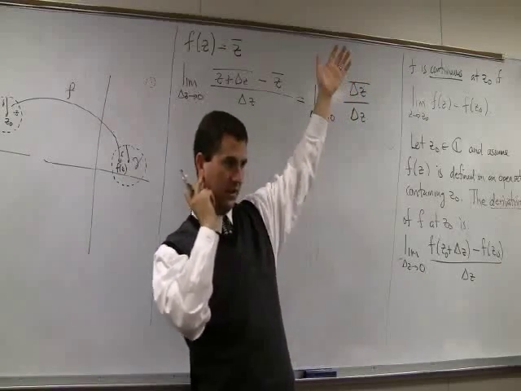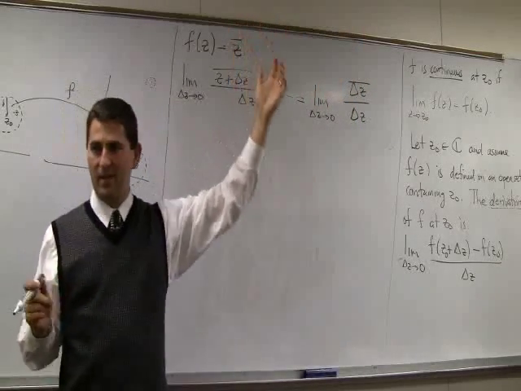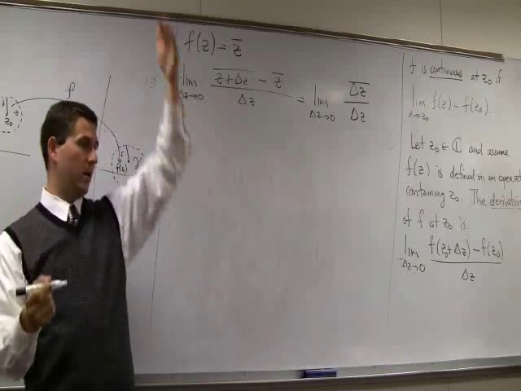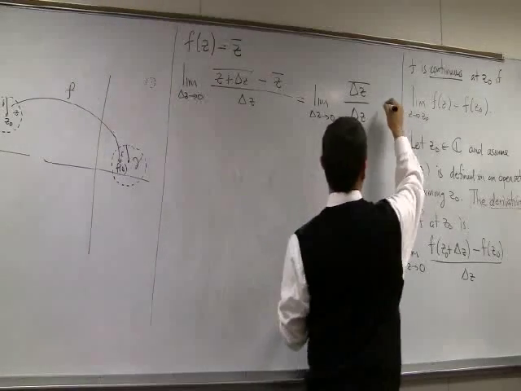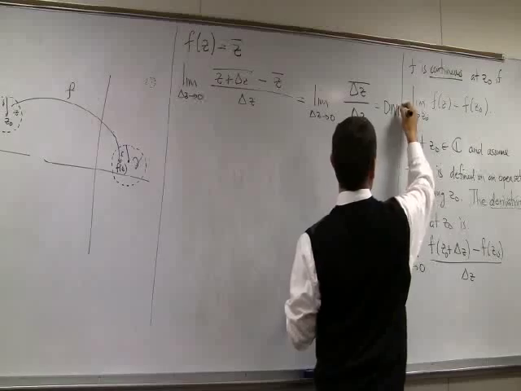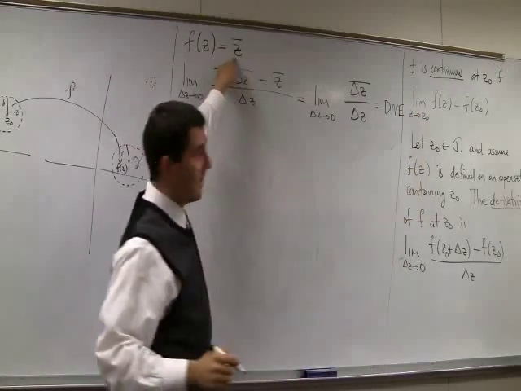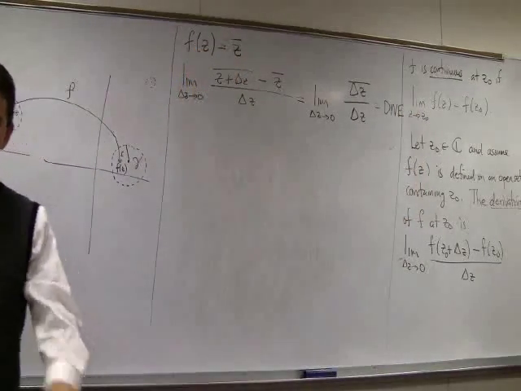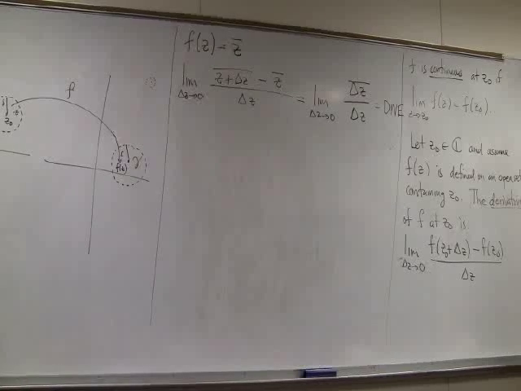So does the limit exist? No, because if you come one way, it's 1. If you come another way, it's minus 1. So this limit does not exist, which means this function doesn't have a derivative. So simple, and it doesn't even have a derivative.